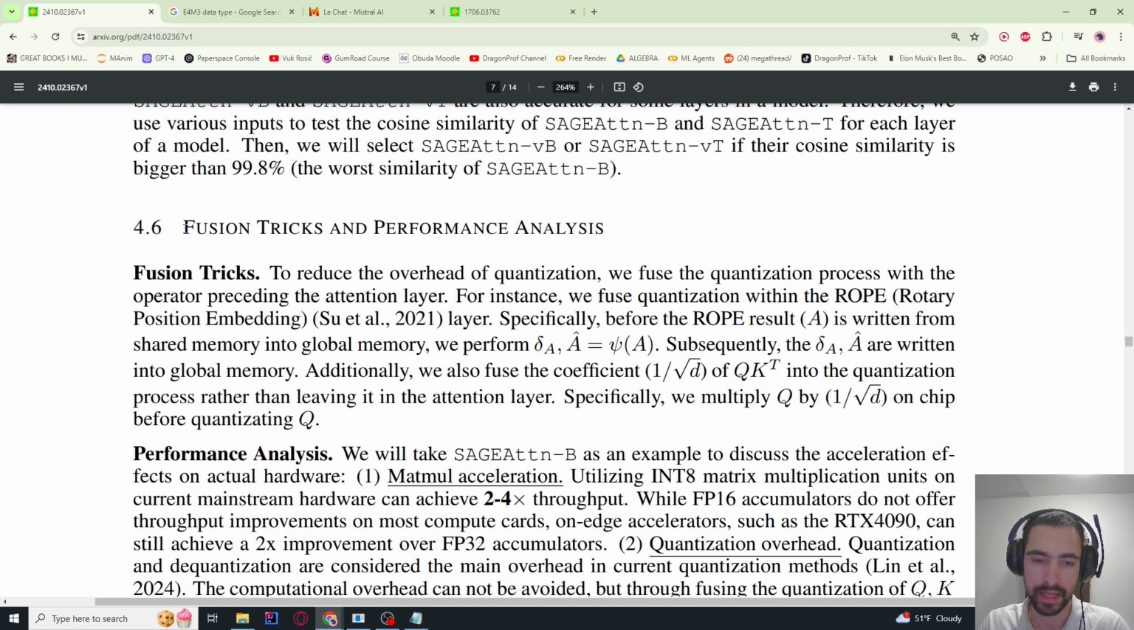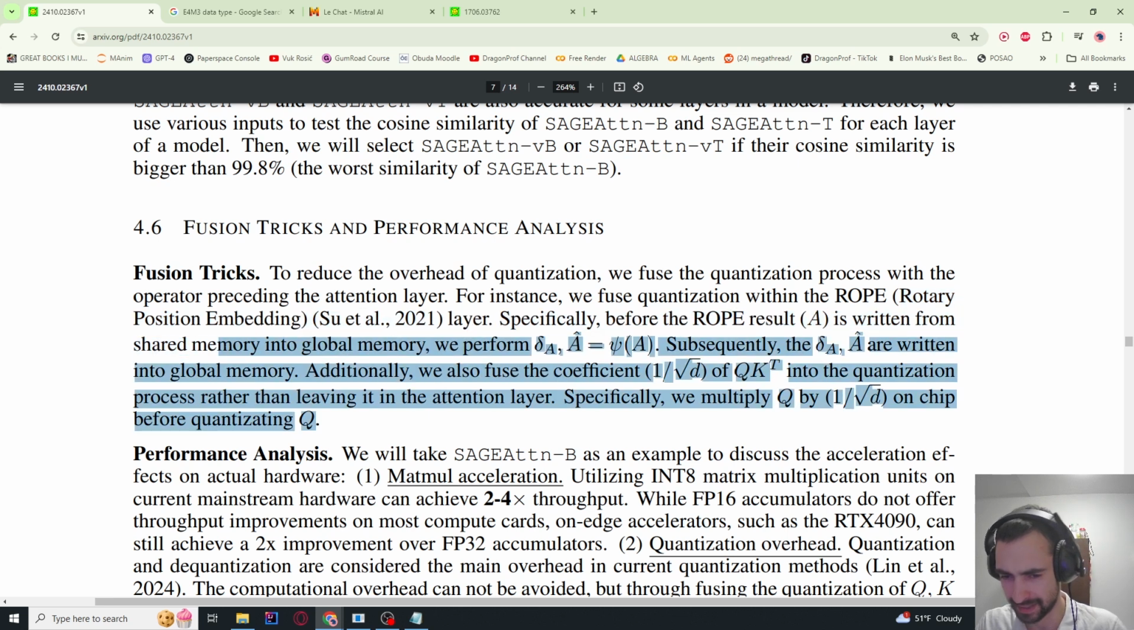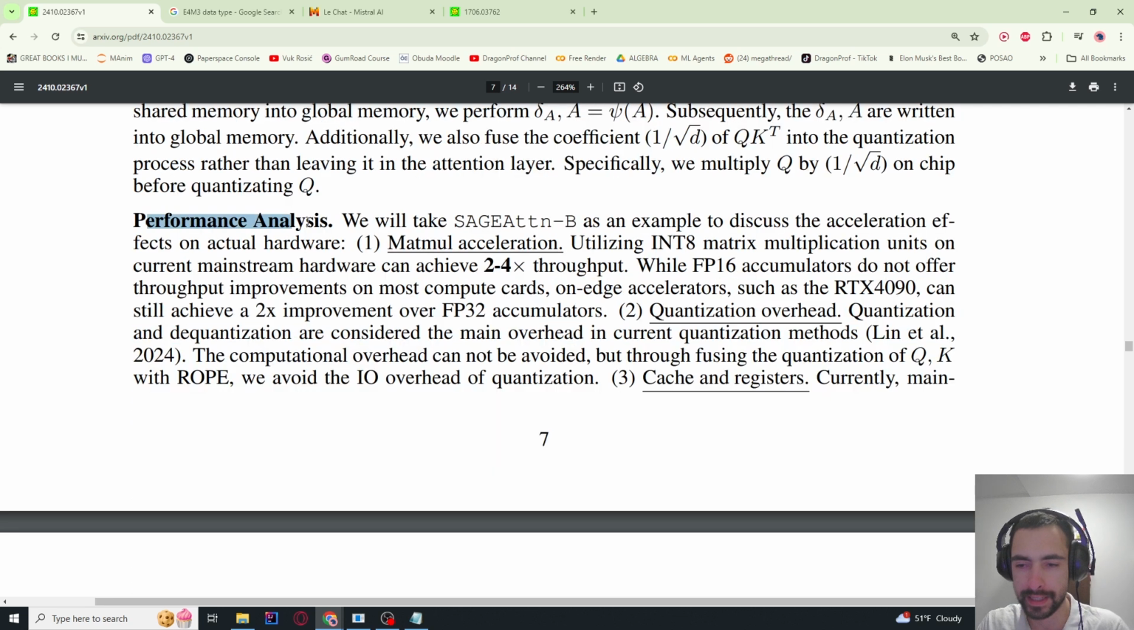Below that they explain some performance tricks. So they do this quantization and blocking before the attention. For example, in this case, they do it in the RoPE embeddings. So rotary position embeddings, this is when you convert tokens into these embeddings. At the same time, before writing it to the global memory, they also do the quantization and scaling and stuff. Performance analysis.